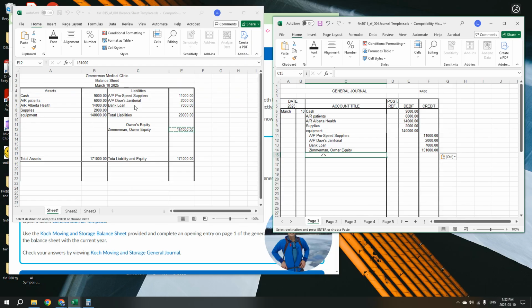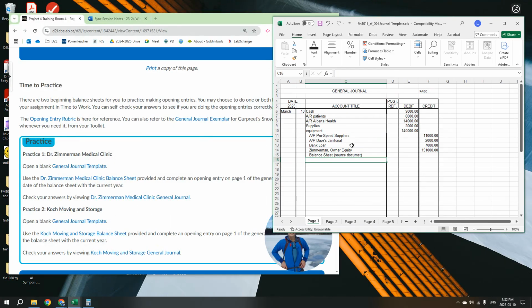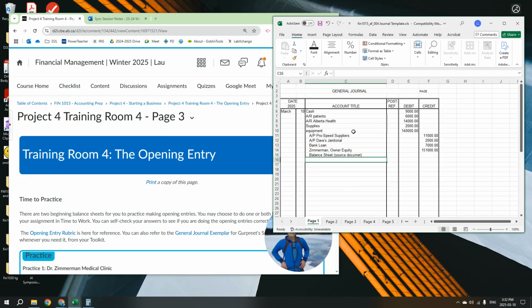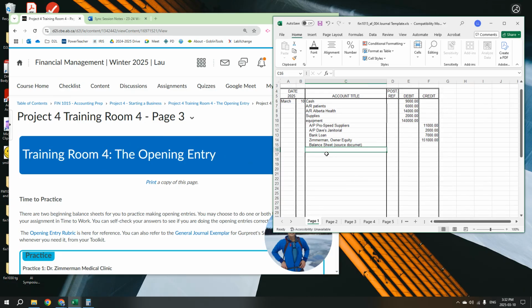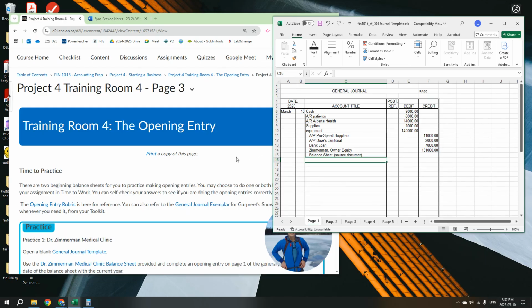Where do we get this information from? Now, later on, we'll talk about receipts and invoices. But right now, this is from the balance sheet. So you can just say balance sheet. That's a source document, okay? And we'll get to source documents a little bit later next week. And that's it. You have here the opening entry in the general journal for Zimmerman's medical clinic.